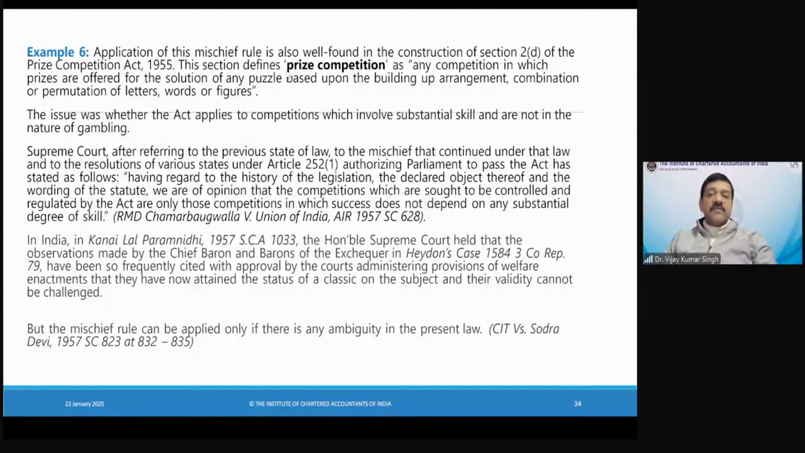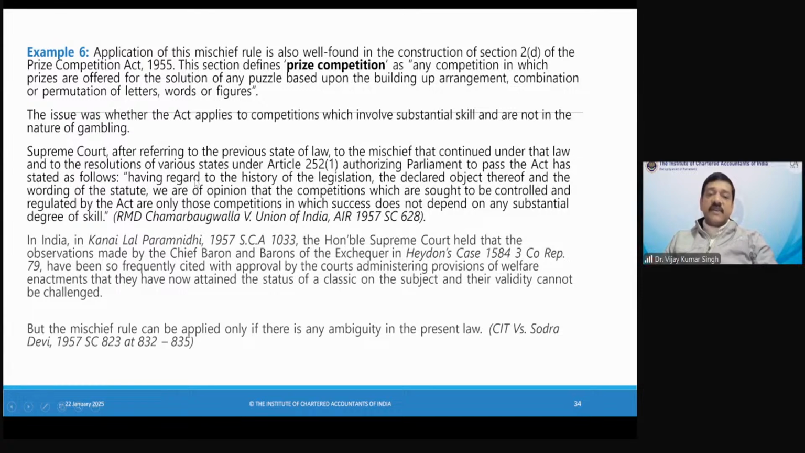So one of the examples which is given in your course material talks about application of this mischief rule, and it is founded on construction of Section 2(d) of the Prize Competition Act. This section defines prize competition as any competition in which prizes are offered for the solution of any puzzle based upon the building of arrangement, combination or permutation of letters and figures, words and figures. The issue in this case was whether the act applies to competitions which involve substantial skill and are not in the nature of gambling.